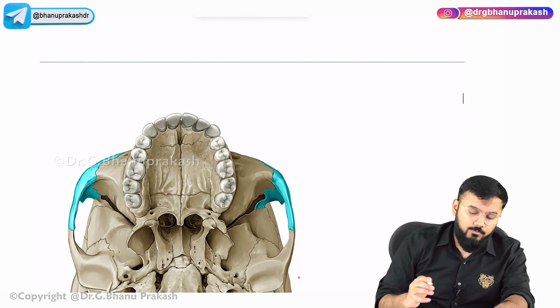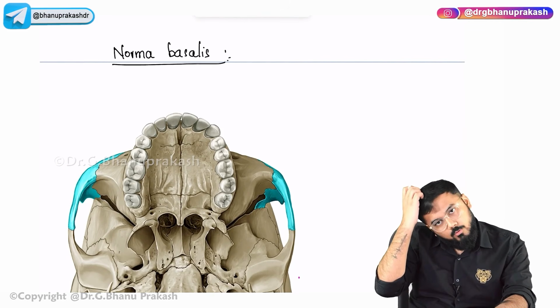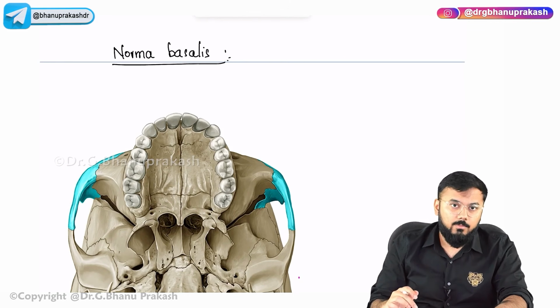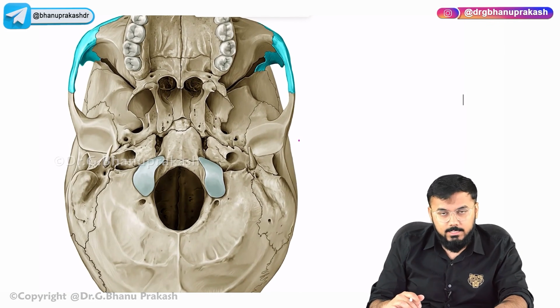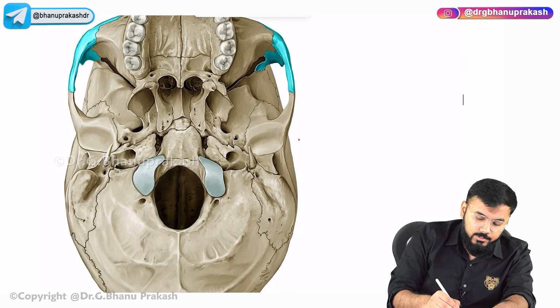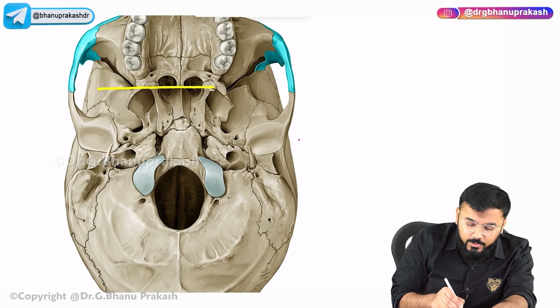So guys, now we shall be looking at norma basalis. Okay, norma basalis, that is the base of the skull. So what are the structures that are present within this norma basalis? First of all, we will divide this entire norma basalis into three important parts. First, we will draw a line over here.